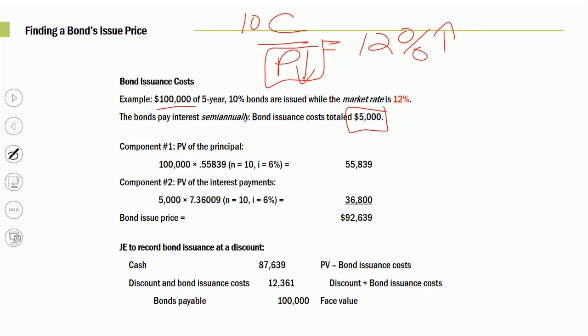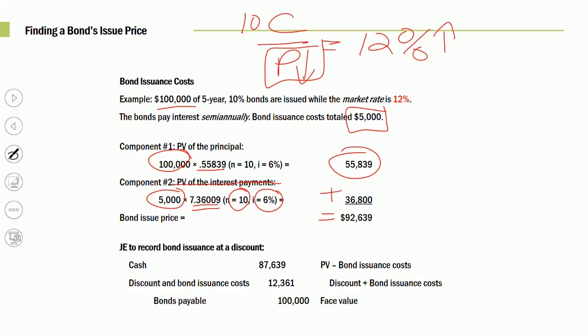Well, the first thing is I still have to find my cash proceeds when the bond is issued. So I take my present value of my principal, $55,839, the present value of my coupon payments, present value factor for an ordinary annuity, 10 periods, market rate. Here's my cash collected, the sum of the present value of the principal and the present value of the coupons.